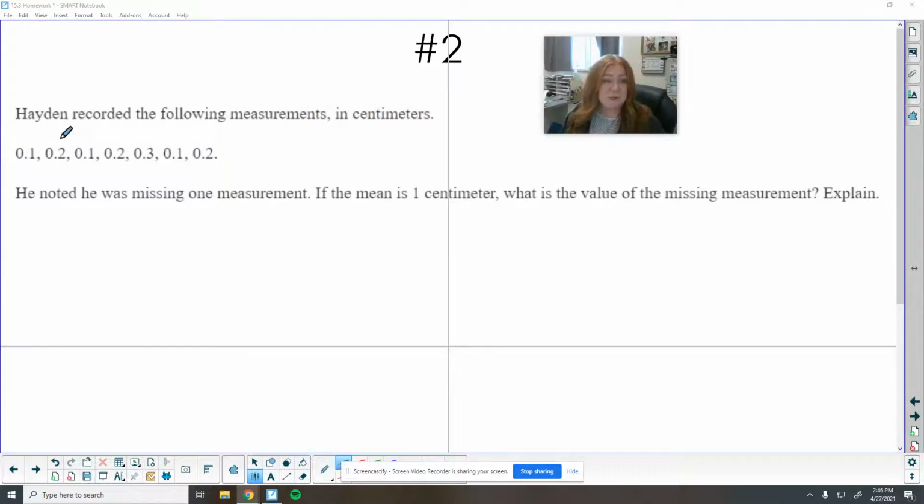So number 2, Hayden recorded these measurements in centimeters and he noticed he was missing one measurement. He needs one more.